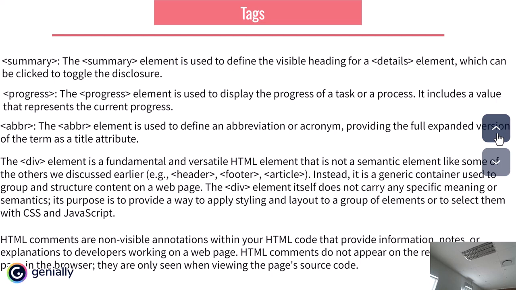Okay, so the progress element is used to display the progress of a task or a process. It includes a value that represents the current progress. The progress element is used to display the progress of a task or a process. It includes a value that represents the current progress. Right?